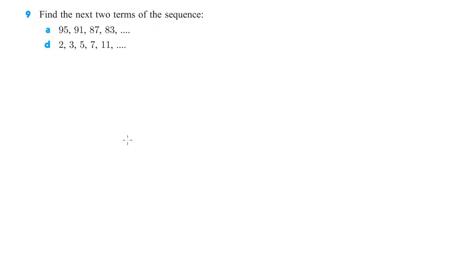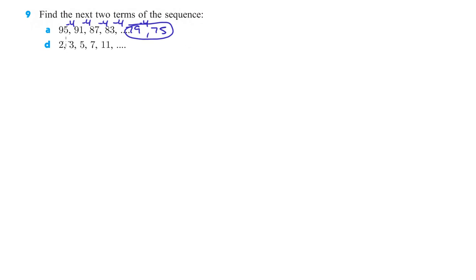Okay, all right, so let's look at number 9. This one is just find the next two terms of the sequence, so we've got to figure out what's going on. Let's see, we subtract 4, subtract 4, subtract 4. So all we've got to do is subtract 4 two more times. That's 79, and then minus 4 more gives us 75. So we get 79 and 75 for A.